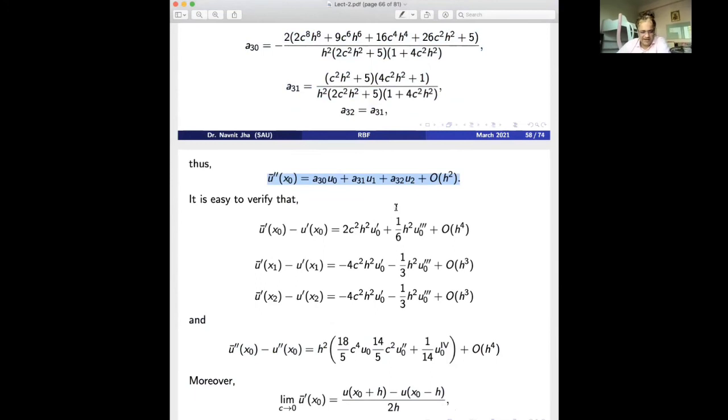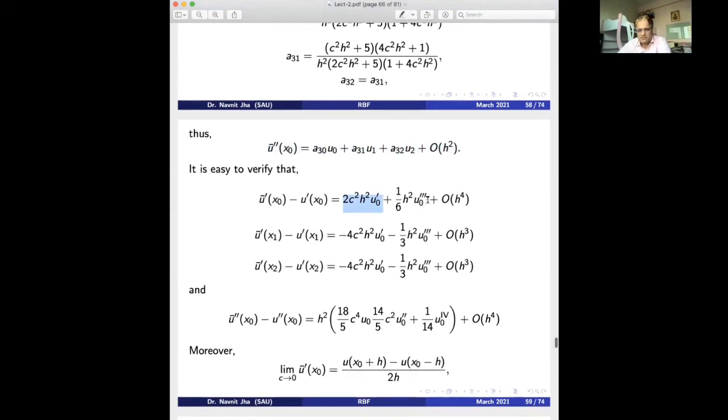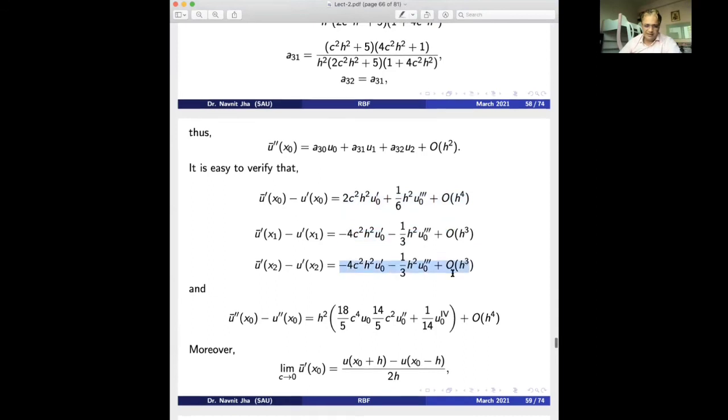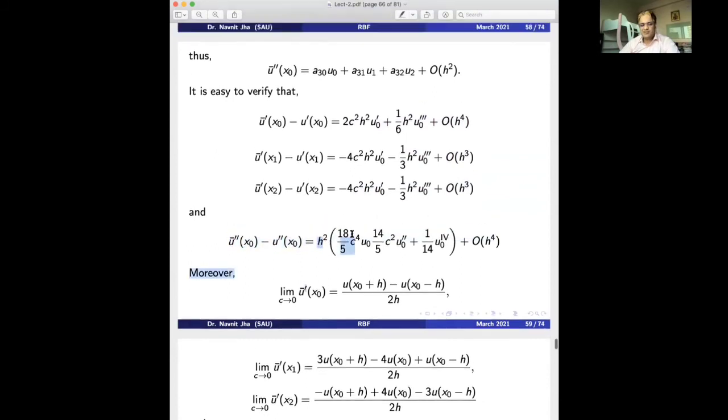Now you can verify with the help of series expansion that the difference of u bar prime minus u prime at x0 is coming out to be 2c square h square u0 prime plus h square u0 triple prime plus order h4. So this right hand side is actually order h square. Same thing will happen at x1, same thing at x2, and for the second derivative it is also h square.